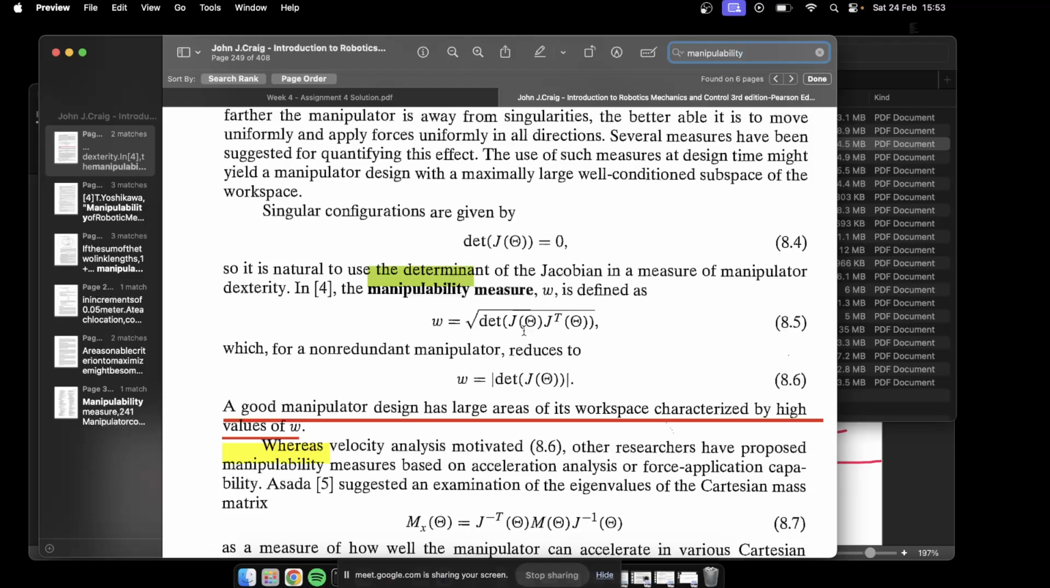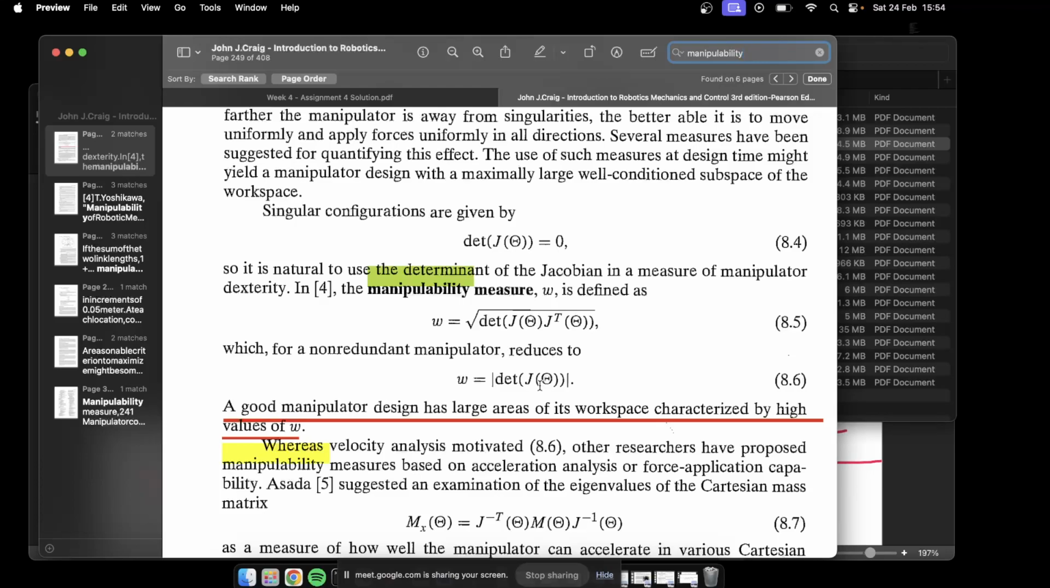The higher the value of w, the higher the manipulability in that configuration. For a 2-hour manipulator, which is not redundant, the manipulability is directly equal to the mod of the determinant of J of theta, since J of theta is a square matrix for a 2-hour manipulator.